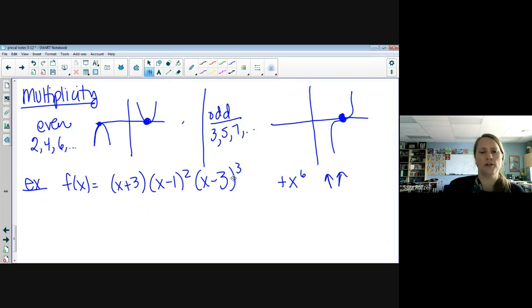And I don't really want to do this y-intercept because it's 3 times negative 1 squared times negative 3 cubed. I think it's 81. Maybe, no, it's negative 81. I guess I just did it. But you'd have to actually cube and square the numbers for that. So that's your y-intercept. I'm not going to do 81 tick marks.